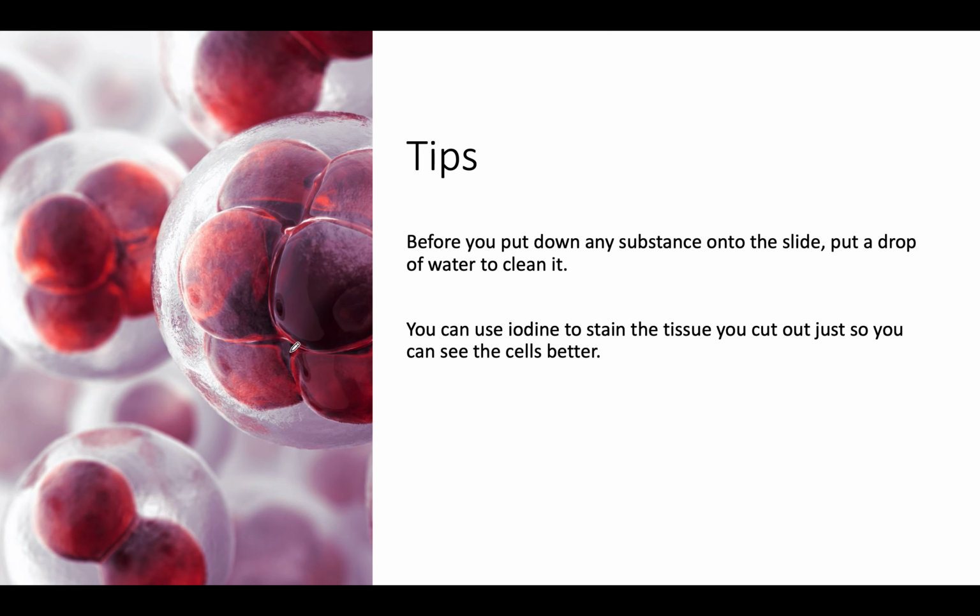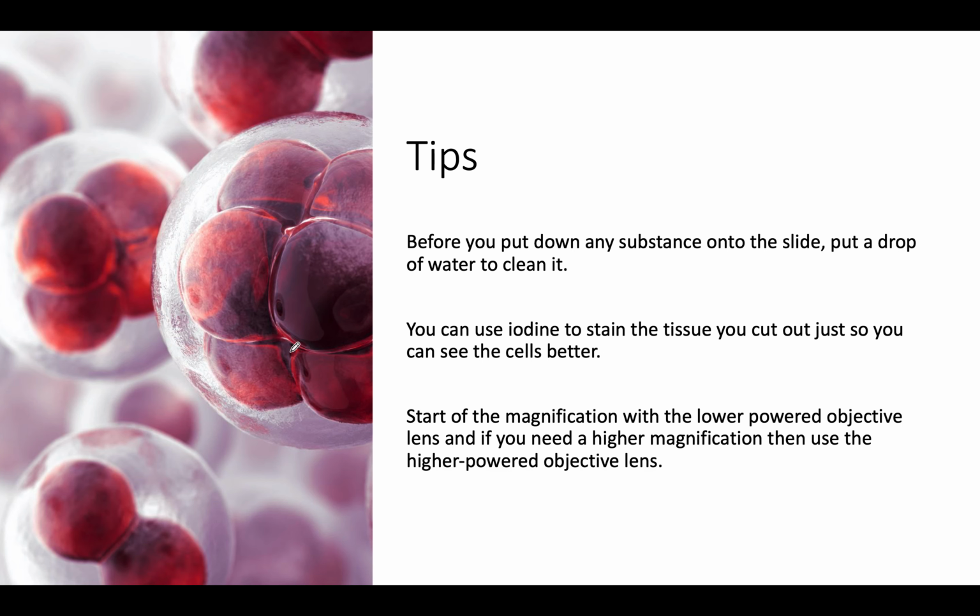It has color, so that's one of the things with light microscopes. You can see it with color, and that makes it more clear for you to see. In electron microscopes, you see black and white. It's important that you start the magnification with the lower powered objective lens. And if you need a higher magnification, then use the higher powered objective lens. This just helps you when you're looking at the cells in the tissue.